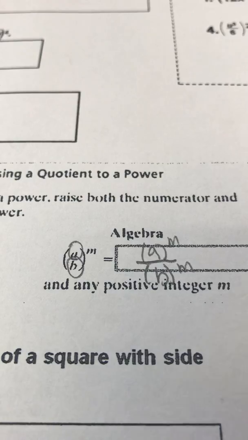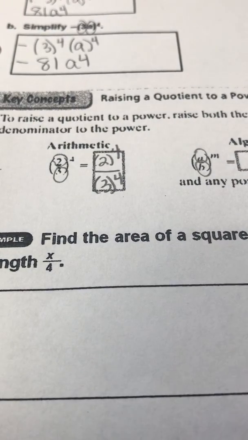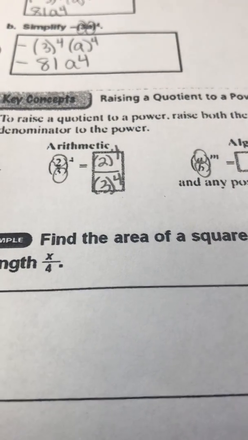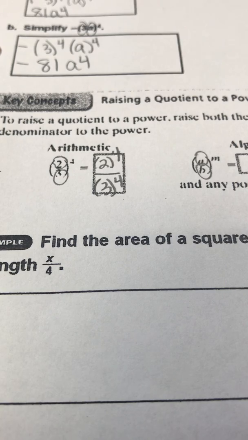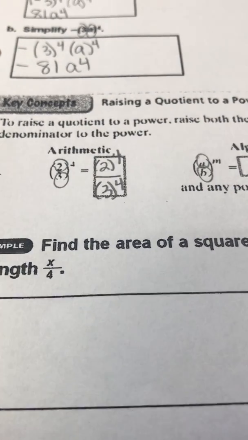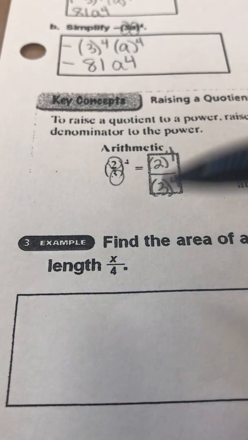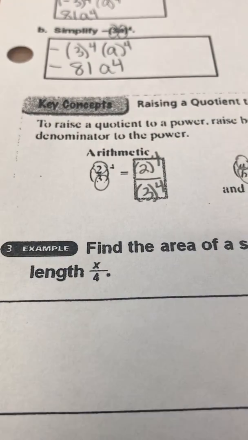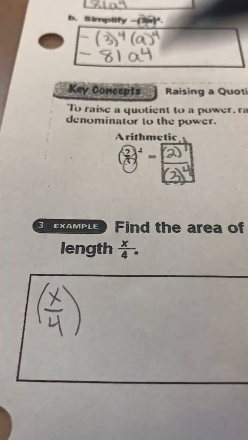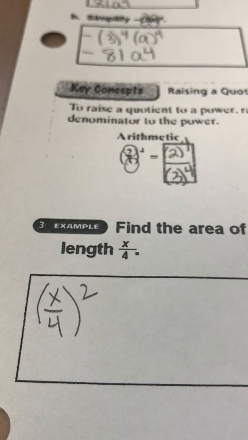All right, let's try an example. Find the area of a square with a side length of x over 4. To find the area of a square, you go side times side, or length times length. So we're going to take this and multiply it by itself. So we're going to go x over 4. And if it's multiplied by itself, that's the same thing as being raised to the 2nd power.